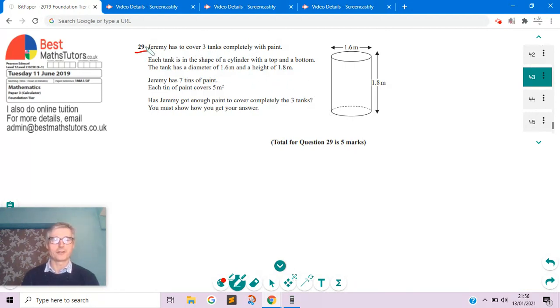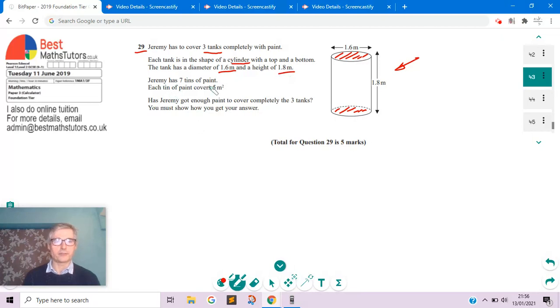So question 29 is a bit of a word problem, and it says that Jeremy has to cover 3 tanks completely with paint. And it says that each tank is in the shape of a cylinder, so we can see one of the tanks here, with a top and a bottom. So in other words, they're not open, they're covered at either end. So the tank has got this diameter and this height.